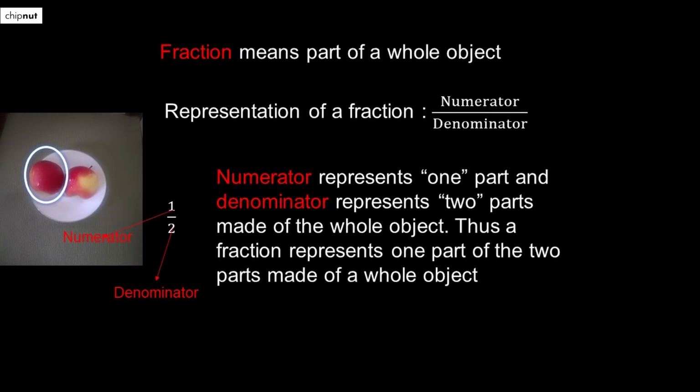So let us begin. In our video on Introduction to Fractions, we have explained the concept of fractions and also the notation of a fraction. Let us recap this. A fraction means part of a whole object. Representation of a fraction is usually numerator upon a denominator. This means the numerator says that there is one part which is taken out of the two parts made of a whole object. Thus, a fraction represents one part of the two parts made of the whole object here. Half is a fraction, numerator is 1, denominator is 2. That means of a whole object we made two parts and we took one part.